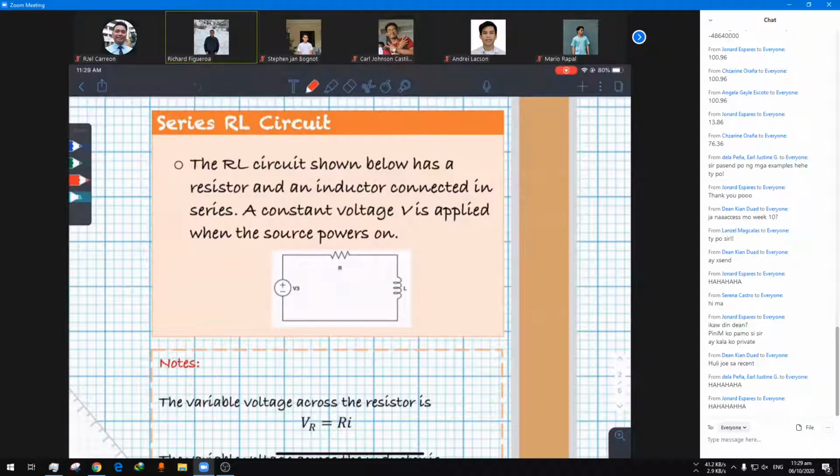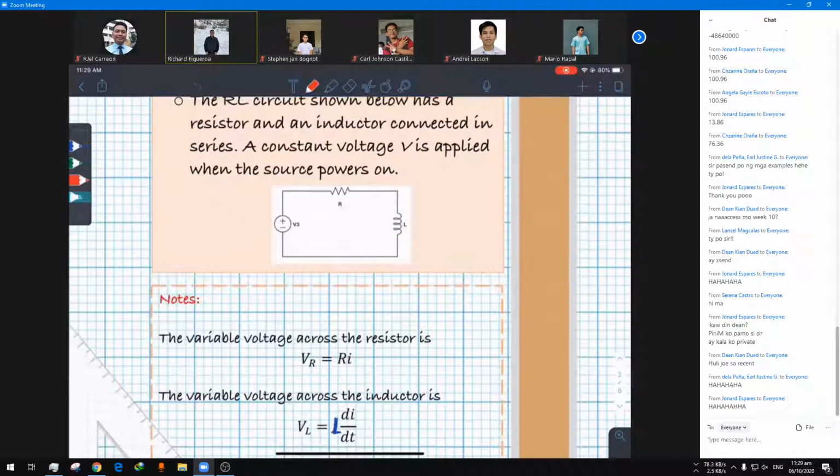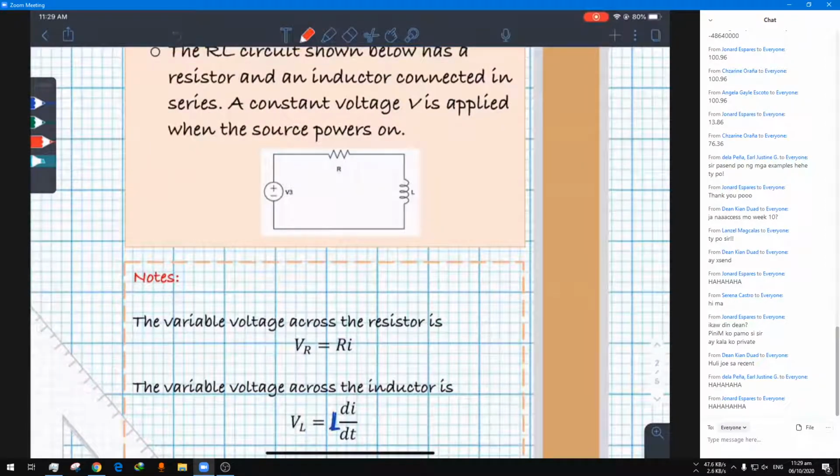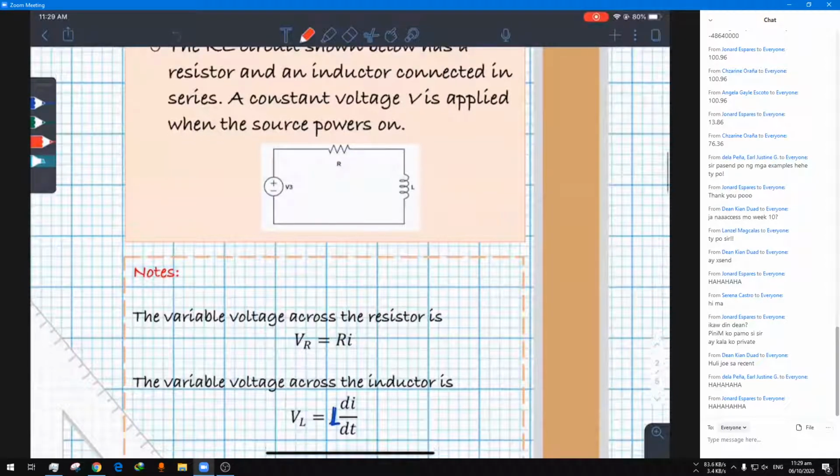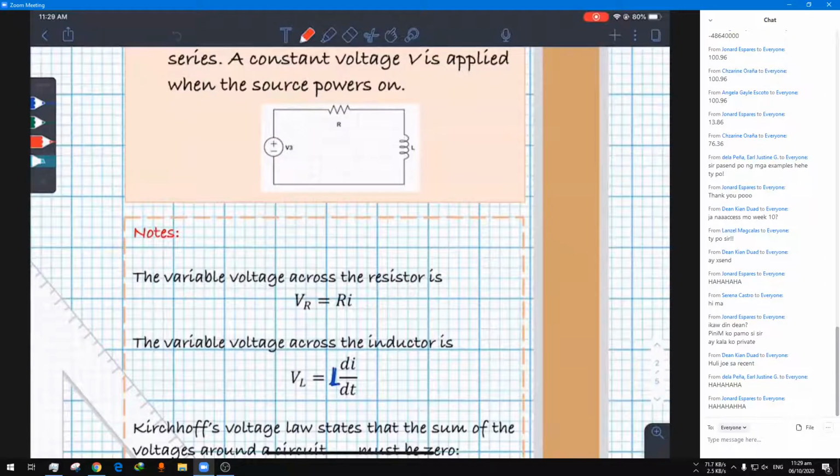So for example, for this series circuit, ang voltage across a resistor is simply the resistance multiplied with the current I. So as simple as Ohm's law. Pero yung voltage natin across an inductor, that would be the inductance L multiplied with the derivative of I with respect to T, so that is the change of the current with respect to time. So we'll be able to determine the voltage developed across the inductor.